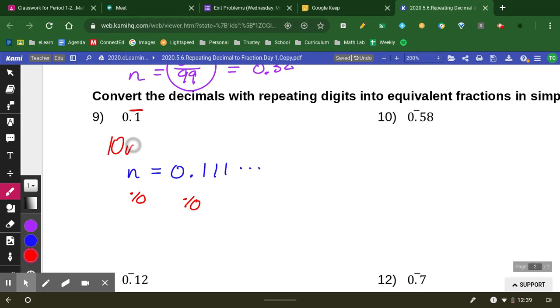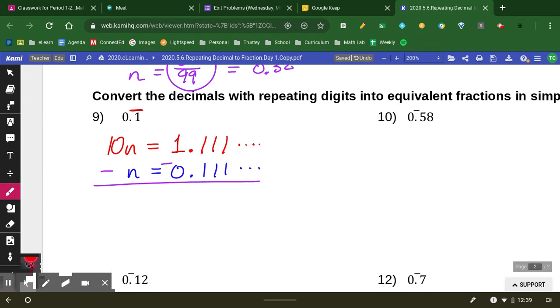Therefore, 10 times n is 10 n's. 10 times 0.1 repeated is 1 whole, 0.111 repeated. And it does appear that our place values will line up. So let's go ahead and take these equations and simplify them by subtracting each fairly. 10n minus 1n is 9n's. 1 minus 0 is 1. 1 minus 1, however, is 0, and all those place values will cancel out.